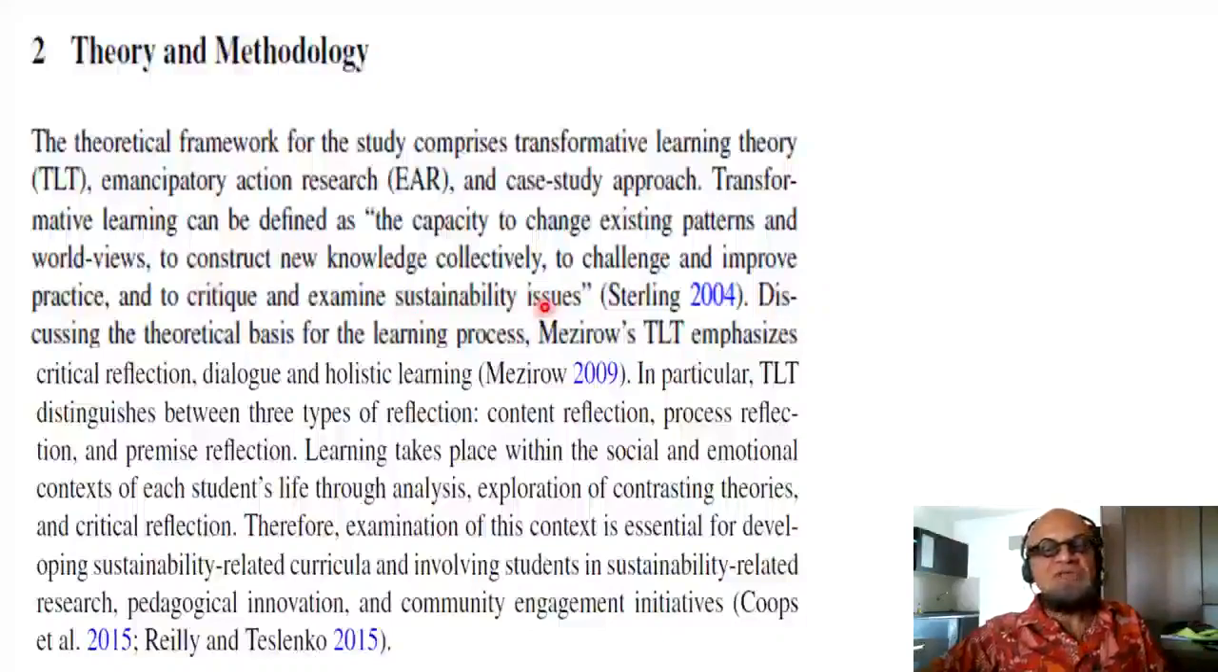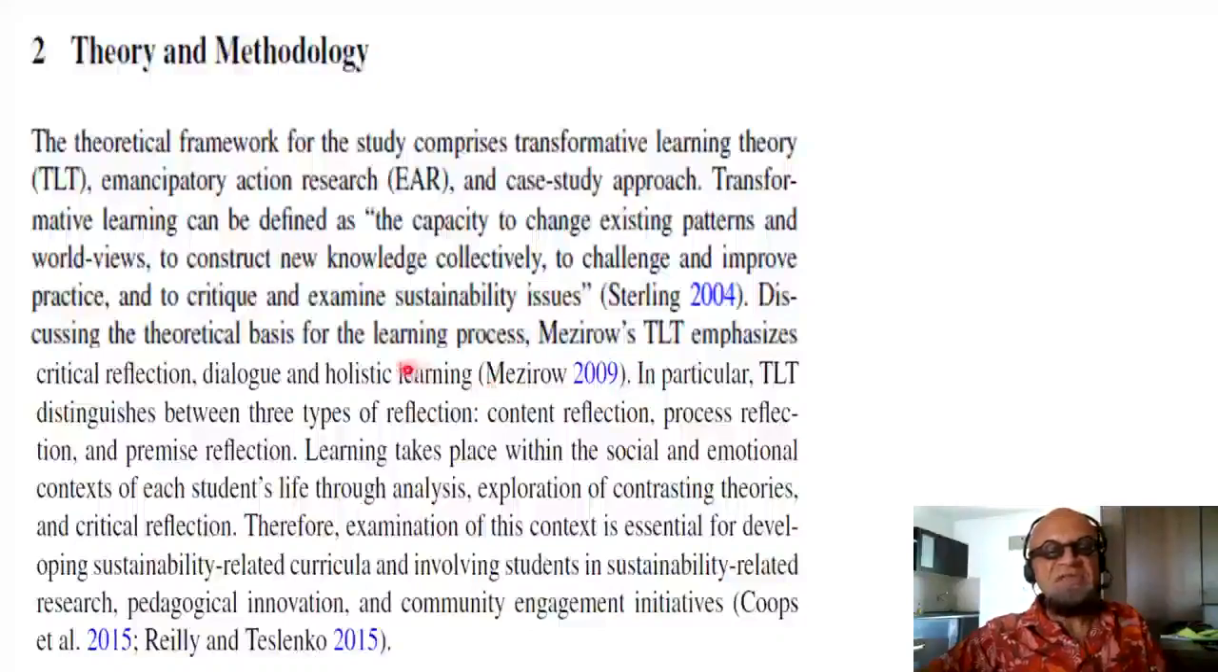So when you say change existing patterns and worldviews, this is something that has to be co-produced, since you don't want to preach something that people, students or campus communities, don't agree with, and then you have to justify why this is a good view and why the previous view was not good, and so on.